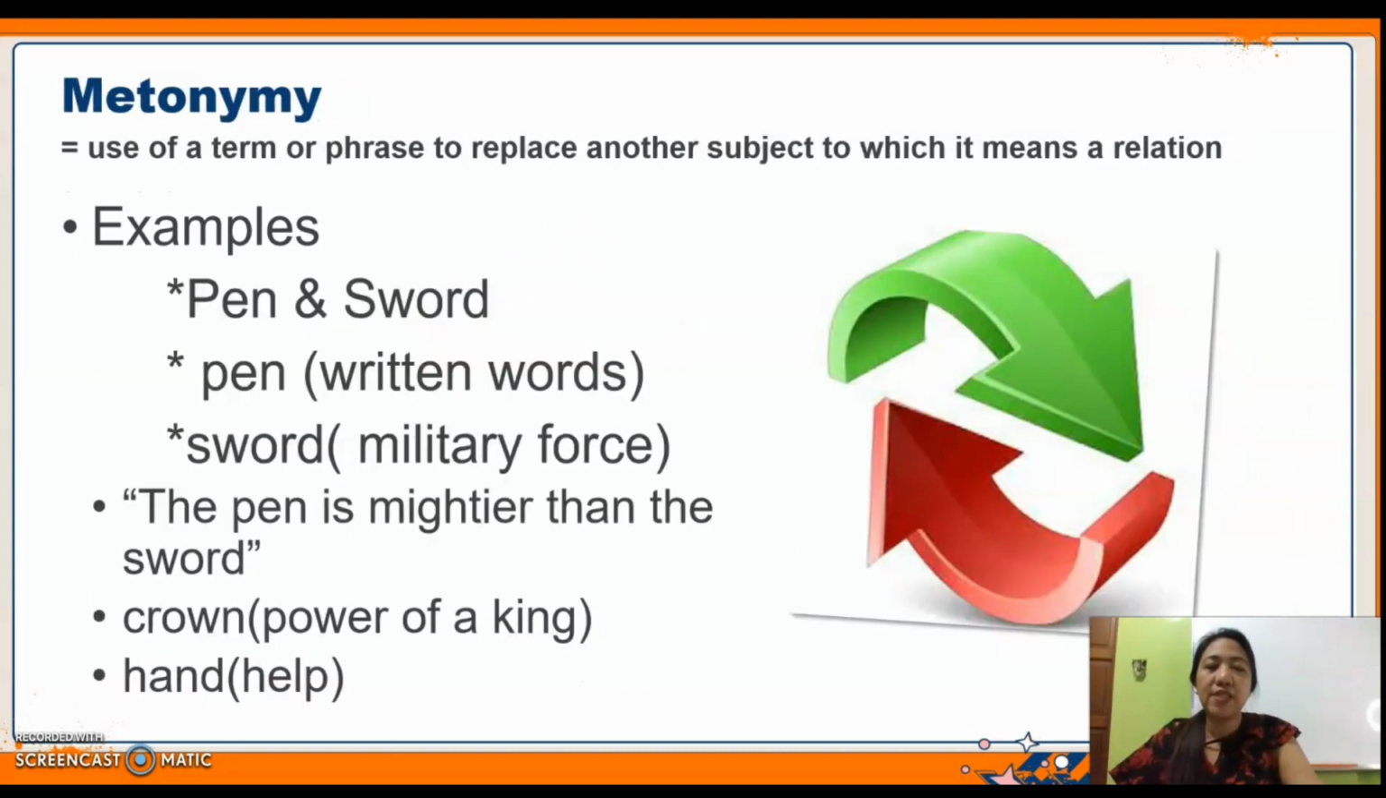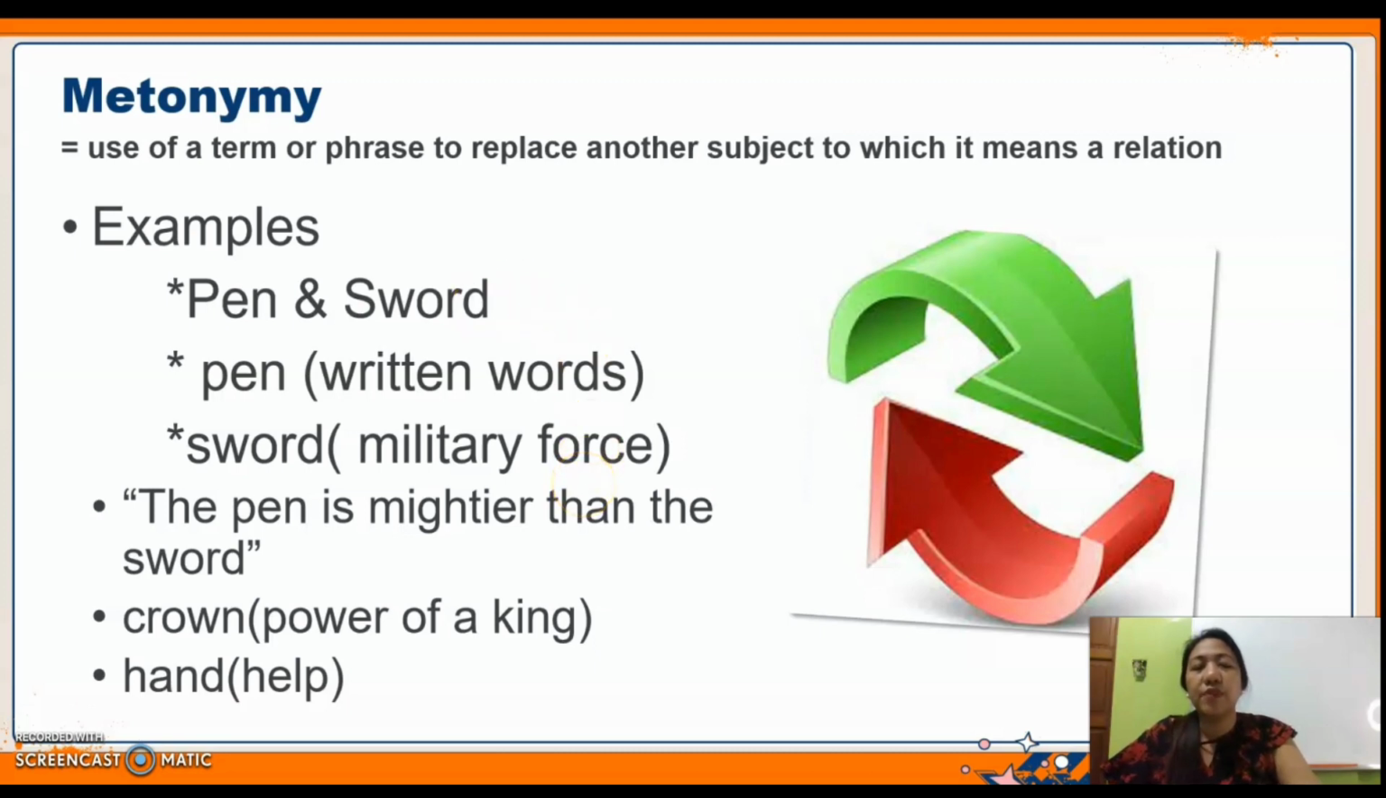So how is this synecdoche different from metonymy? Metonymy is now the use of a term or phrase to replace another subject to which it has a relation. So the word there is replace. So it's just a replacement of a term. Example, pen and sword. Pen replaces written words. Sword replaces military force. So I know that you have already heard this very popular quote, the pen is mightier than the sword. It means that written words are mightier than military force. This is what Dr. Jose Rizal believes in.